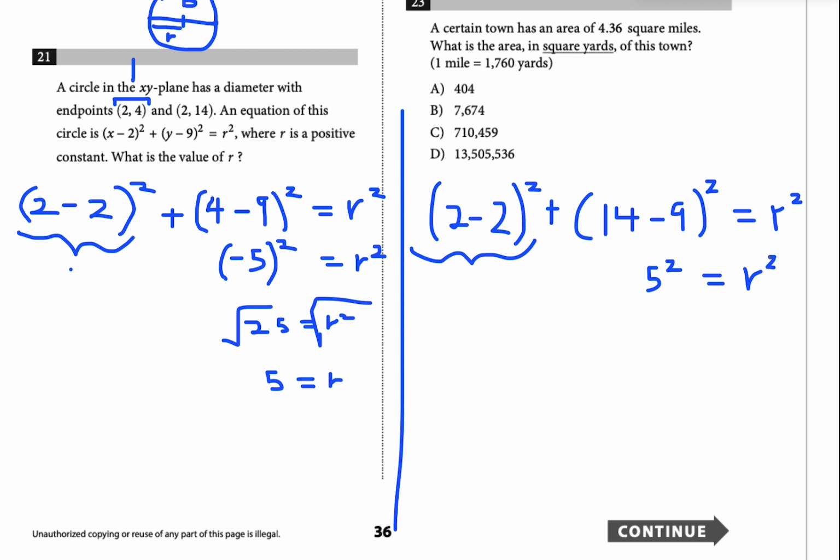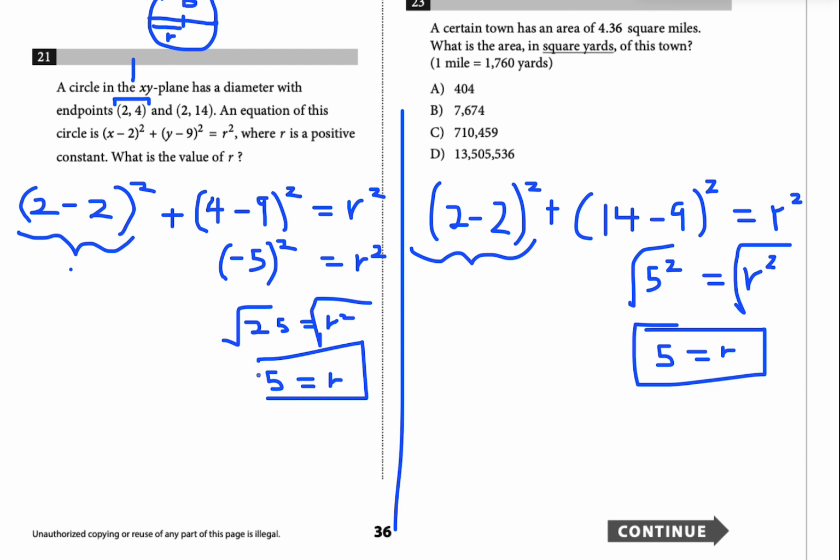In this case, we obviously know that 5 squared is going to be 25, so we could just take the square root here and end up with 5 is equal to r. And this will be our answer in both ways. So these are two ways in terms of plugging in a point.